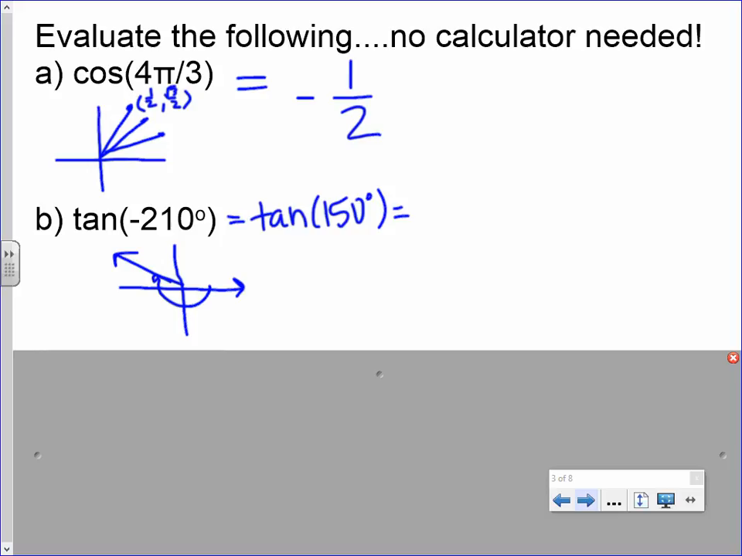Hey, Jackson, what do you have? Negative radical 3. Can you talk me through how you got that? Well, I know since it's 30 degrees away from the x-axis, the long side would make it radical 3 over 2, and then going up it would be 1/2, and then tangent is y over x. And did I do it backwards? As you just talked through it, you realized that, didn't you?